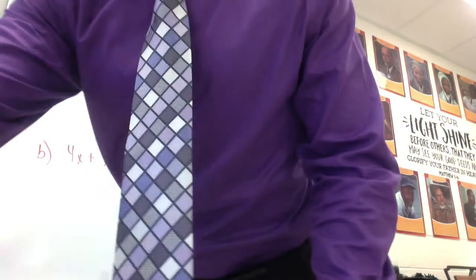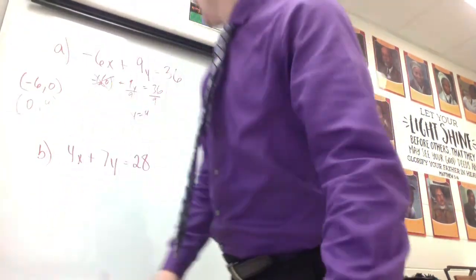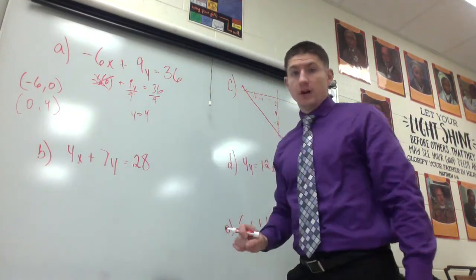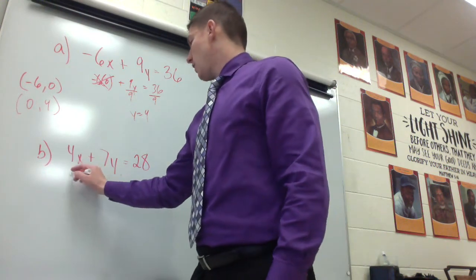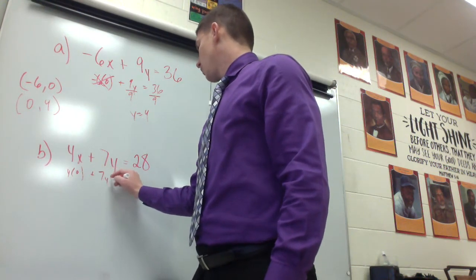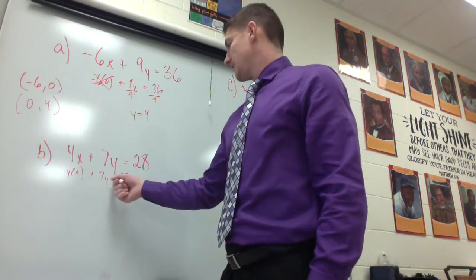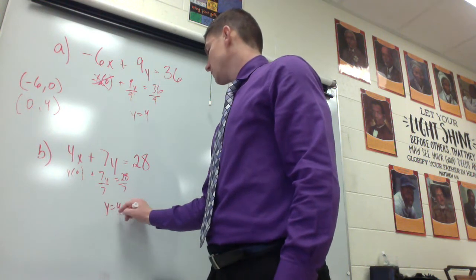In letter B, it says graph 4x plus 7y using the x and y intercepts. Okay, to do that, I'm going to use the same type of situation here, where I plug in a 0 for the x or the y, solve for the opposite value. So plug in 0 for x to find my y-intercept, 7y equals 28, divide by 7, y equals 4.